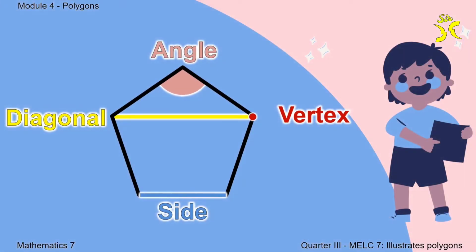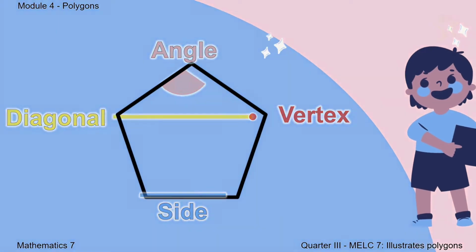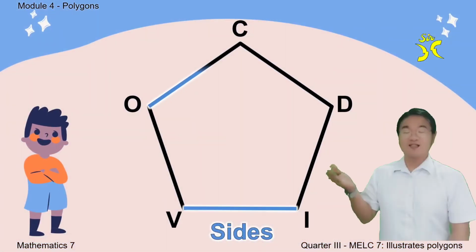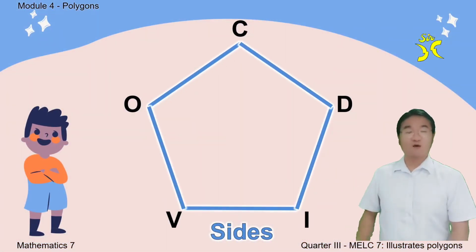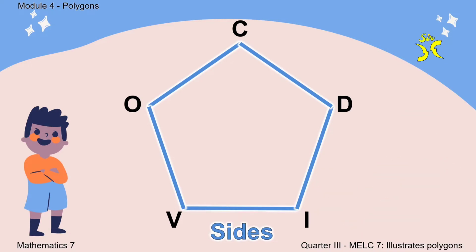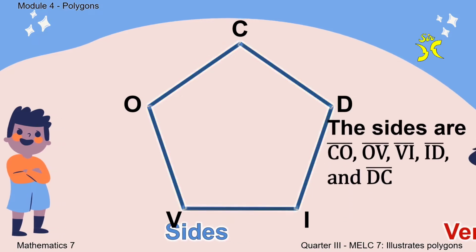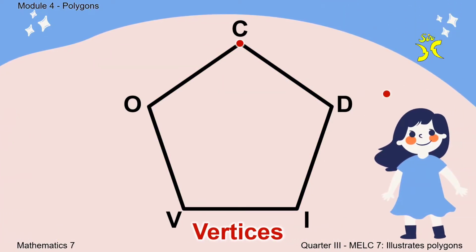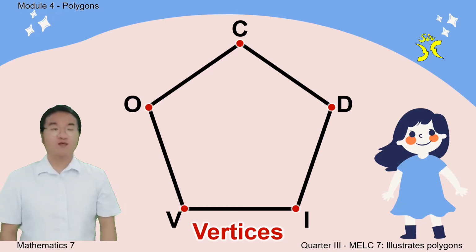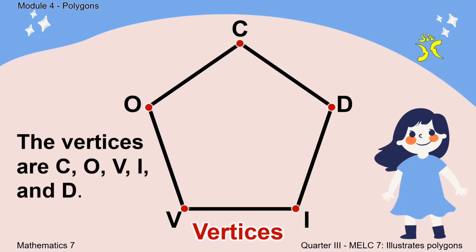A polygon is made of several parts. The sides are each of the lines or segments that form the polygon. Here we have pentagon COVID. The sides are segments CO, OV, VI, ID, and DC. The vertices are the points where all sides meet. The vertices are points C, O, V, I, and D.